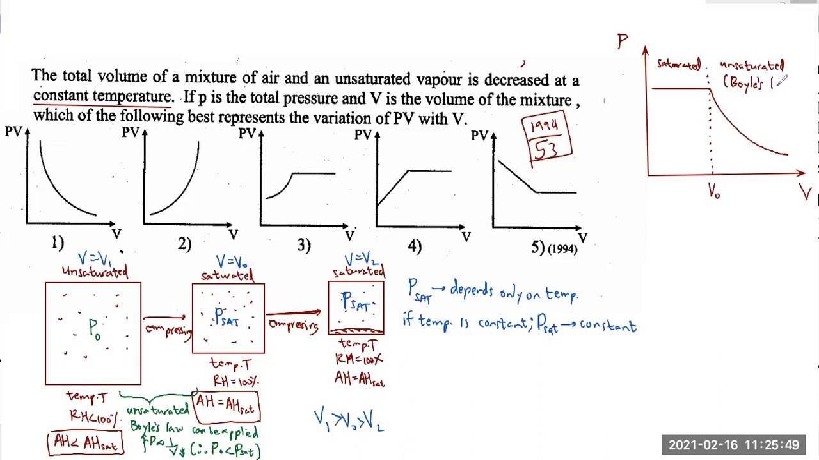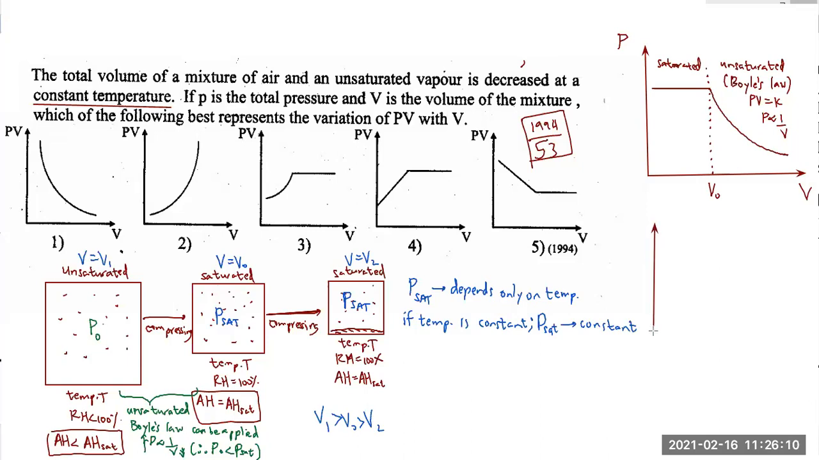For Boyle's law, if you plot the graph for P versus V, this is how the graph will look like, because PV is equal to K. If not, P is proportional to 1 over V. So in case you get a pressure versus volume graph for a situation like this, this is how the graph should look like. Now, let's get back to the question.